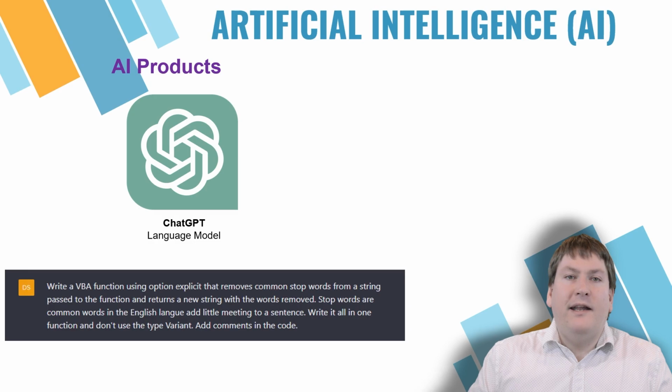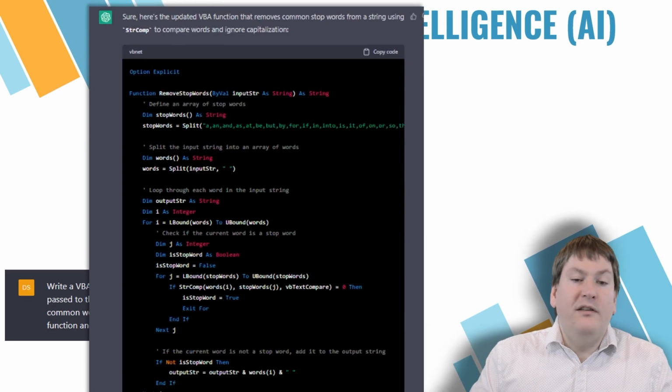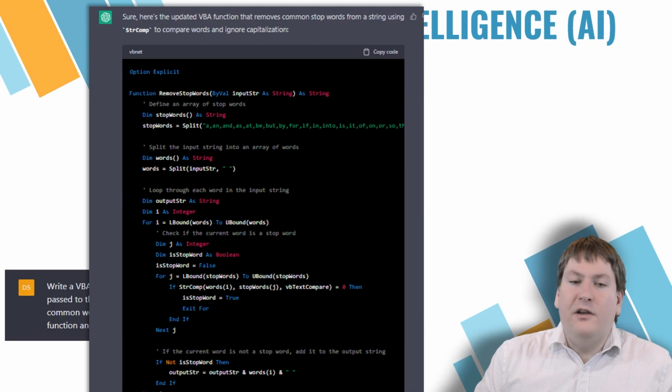So for example, we might give a plain English prompt like "write a VBA function using option explicit that removes comma and stop words from a string passed to a function and returns a new string with the words removed. Stop words are common words in English language that add little meaning to a sentence. Write it all in one function. Don't use type variant, add comments in the code." So you don't have to understand what that means, but it's basically asking for some code to be written in Visual Basic. And the AI would spit out a function that actually works. It would even figure out what some common words are to use as stop words and remove it from a string.